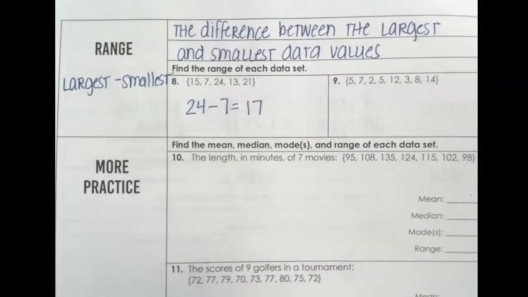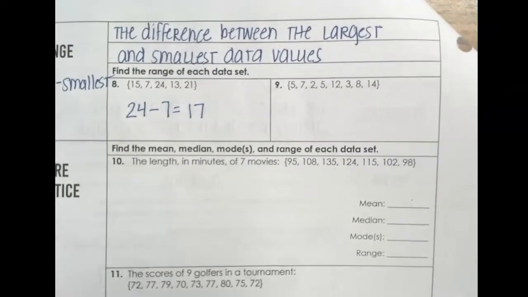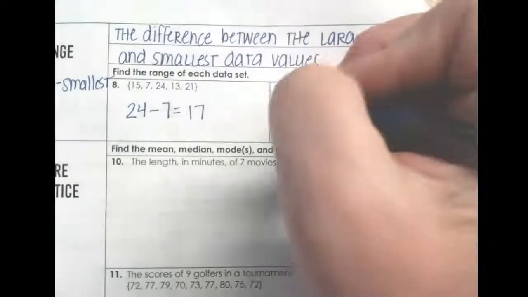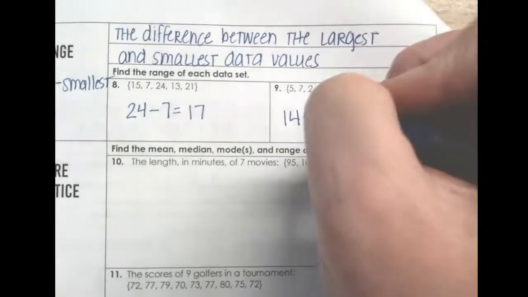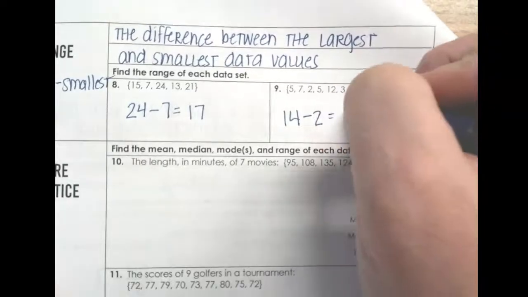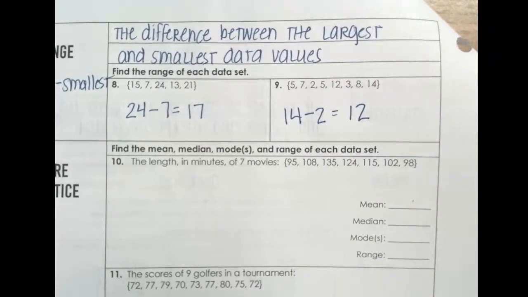It's just telling you how wide is the data. Now by itself, that might not be a very helpful number. But if I start to make comparisons, it could be a little bit more useful. Let's look at number 9. And my biggest number, when I'm looking, it looks like 14 is the biggest number. And then the smallest number is 2. 14 minus 2 is 12. So this data set has a range of 12.